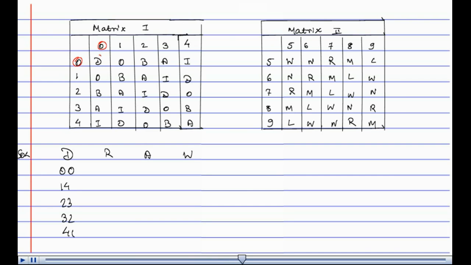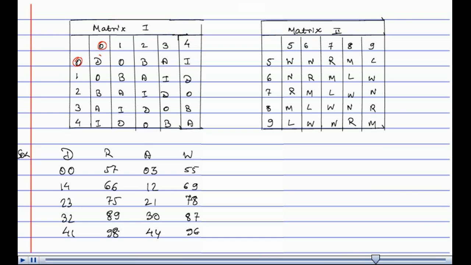Similarly, we have the coding for R from the second matrix, which turns out to be 5, 7, 6, 6, 7, 5, 8, 9 and 9, 8. For A, we again come down to the first matrix, that is 0, 3. Look at the first row and then at the column. So from the second matrix we'll have the values for W, and from the first matrix the values for A. A can be coded as 0, 3, 1, 2, 2, 1, 3, 0 and 4, 4. From the second matrix we get the value of W, that is 5, 5, 6, 9, 7, 8, 8, 7 and 9, 6.